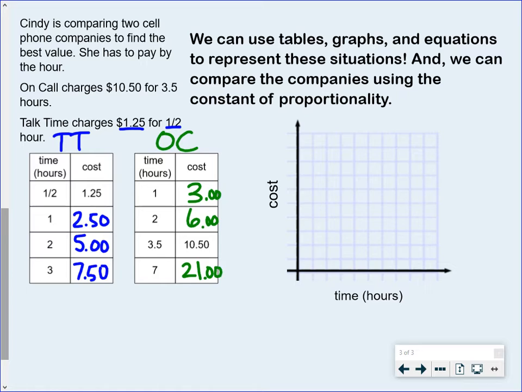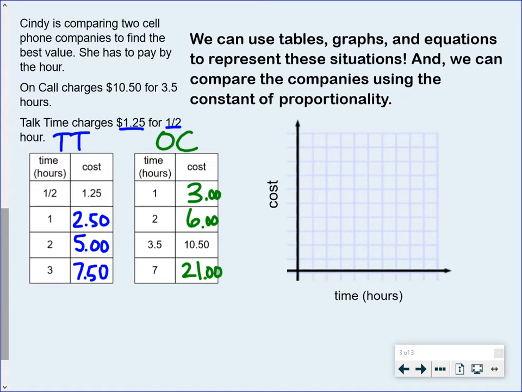All right. So if I'm just using the tables to give Cindy my opinion on what the best value is, I'm going to look at hours that are equal to each other, right? So I could say, oh, well, at 1 hour, talk time costs $2.50. At 1 hour, on call costs $3. That means you want to go with talk time because it's the cheapest. So there's one way of looking at it. That's how the tables will help you.